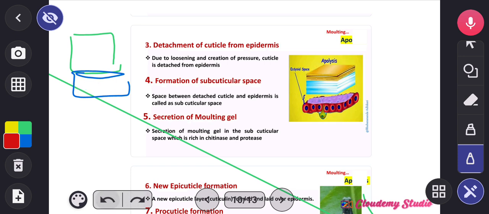Between the cuticle and the epidermis, if you look at it very well, we have a space somewhere around there, which is the subcuticular space. Now, after then, the secretion of the molting gel in the subcuticular space is being produced, which is rich in chitinase and proteases. That is what you have there.